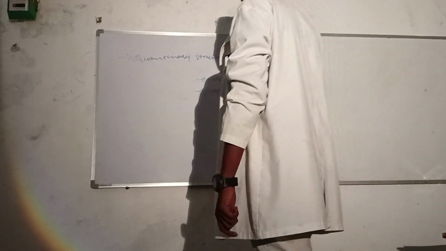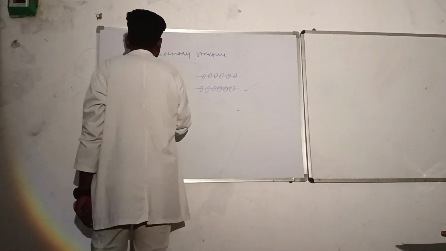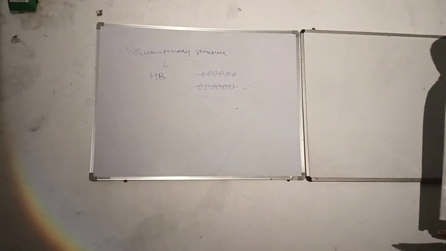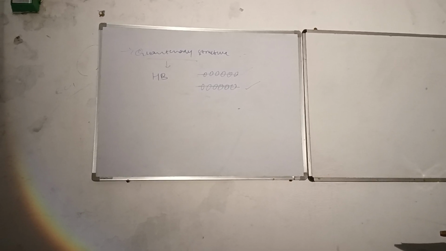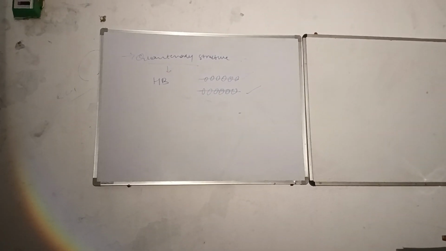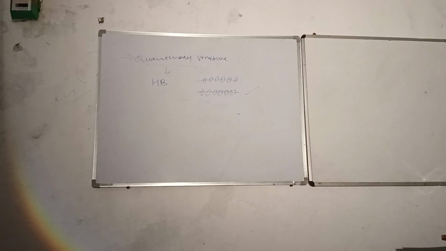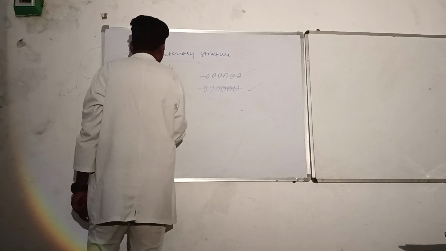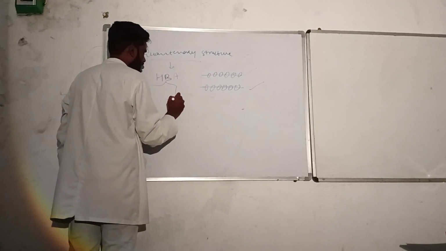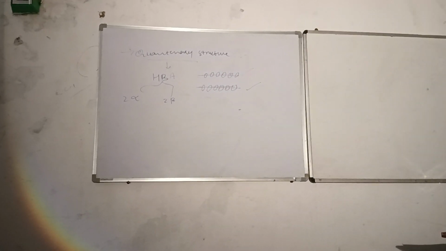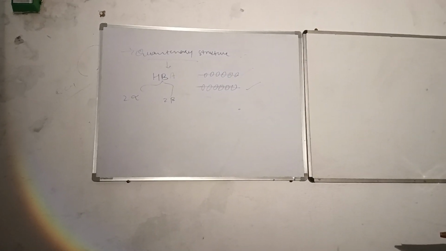The best example for the quaternary structure is hemoglobin, HB, because it contains four chains of two different types, two identical each: 2 alpha and 2 beta. If I am talking about hemoglobin, I am talking about adult hemoglobin, which contains the two chains, 2 alpha and 2 beta, with bonds between them holding them together.